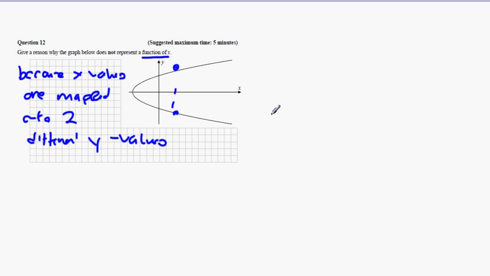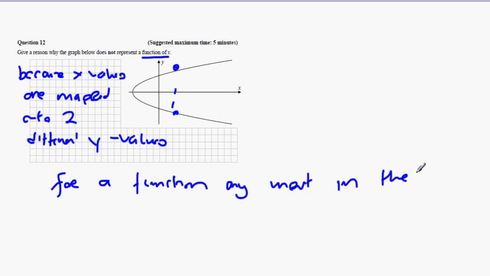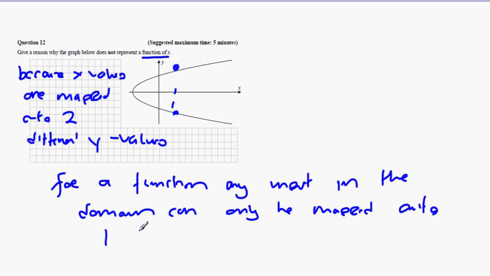So for a function, any input in the domain can only be mapped onto one output in the codomain.